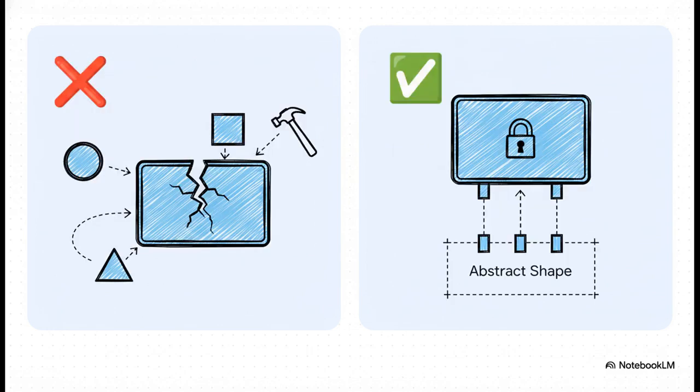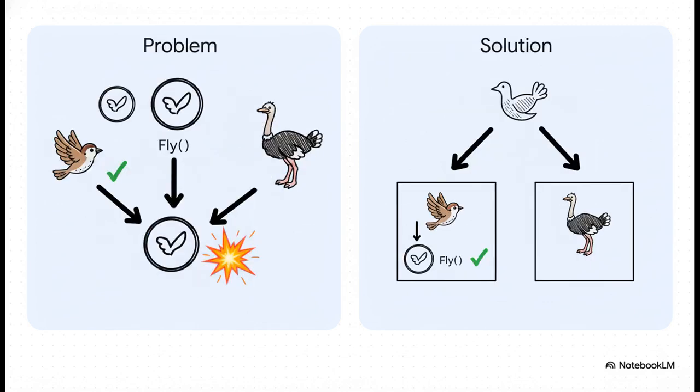Next up, O for the Open/Closed Principle. Now, this one is really powerful. You should be able to add new features without changing existing battle-tested code. Think about it. If you have to crack open your main area calculator every time you want to add a new shape, you're just asking to introduce new bugs into code that was working perfectly fine. The solution? You abstract it. Create a base shape class, and now you can add all the new shapes you want without ever touching that core calculator logic again.